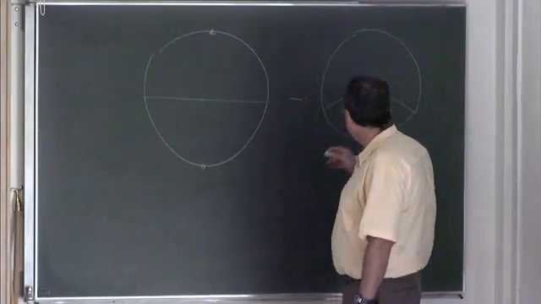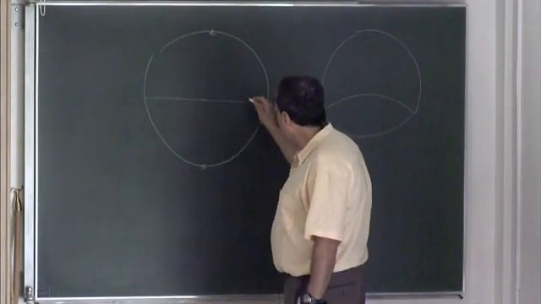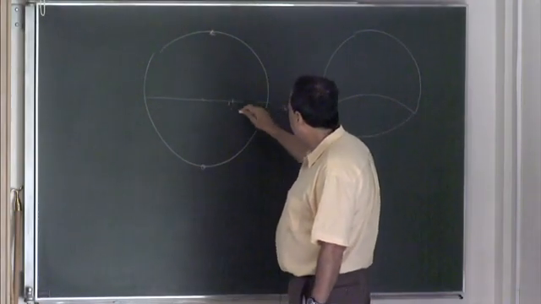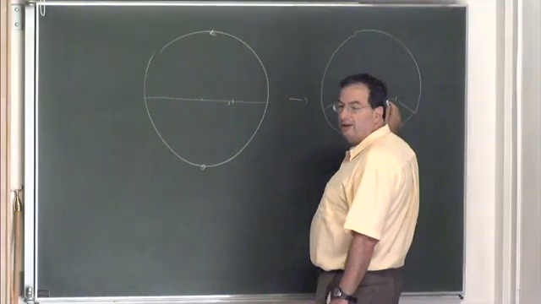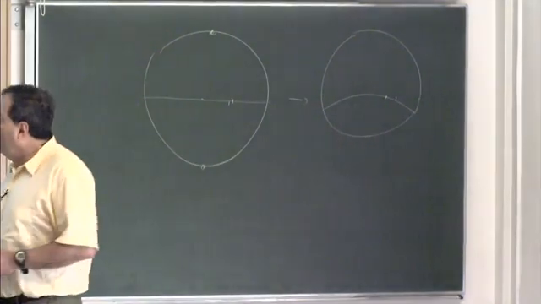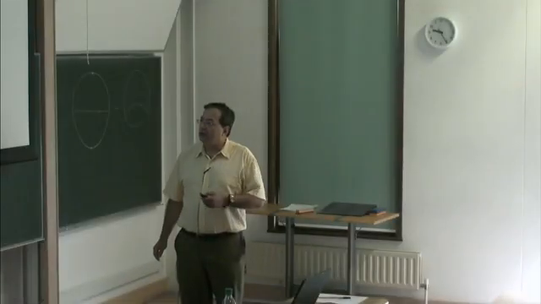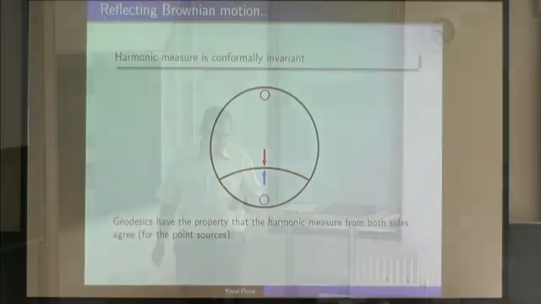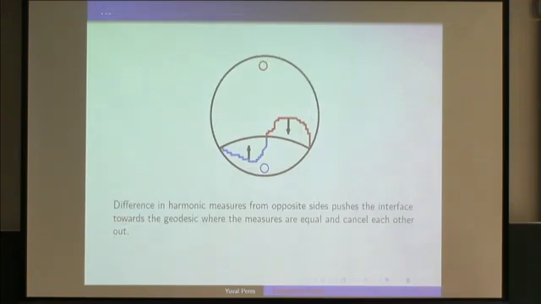So since the harmonic measure here was equal from both sides, right? If we take any segment here, its harmonic measure is equal for both sides. It must also be true here that any segment has equal harmonic measure from both sides. Okay, so again, geodesics, hyperbolic geodesics have this property of equal harmonic measure. And besides characterizing stability, we can again see the direction of the instability.